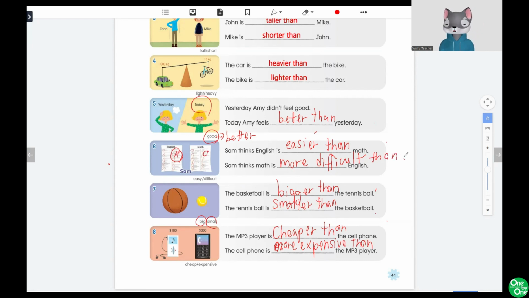So if you have finished, okay, if you haven't finished writing, I want you to pause this and then write everything down and then play it again and go to the next page. Let's go to the next page.